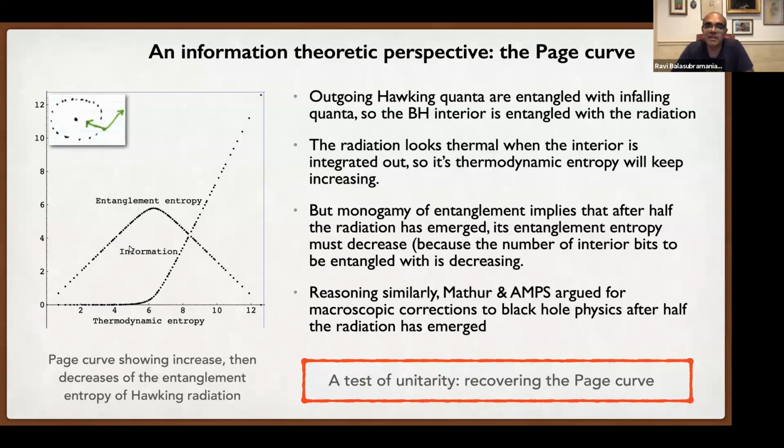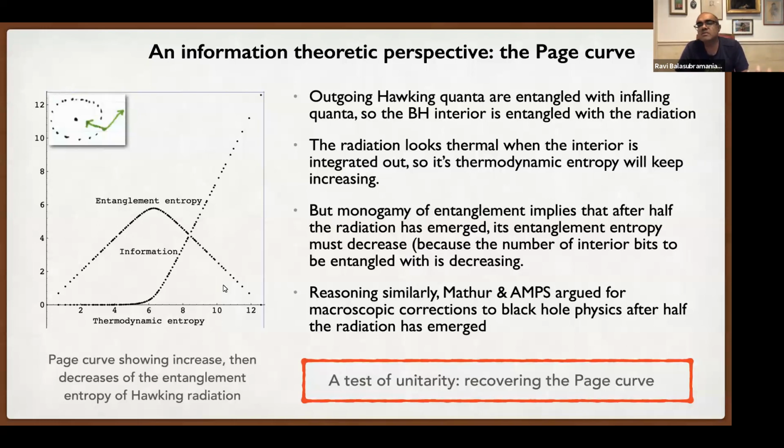If you take for granted the original effective field theory calculation of Hawking, the entanglement entropy associated with the outgoing quanta, the radiation, will keep increasing monotonically with time because it's entangled with the stuff that went in, which you're not looking at. It's the usual story. However, on very general grounds in information theory, this entanglement entropy cannot increase monotonically over time. That's because of the property of monogamy of entanglement. So this implies that after about half the radiation has emerged, its entanglement entropy must decrease again, simply because the number of interior bits inside the black hole that you can be entangled with is decreasing. There's just not enough stuff to be entangled with to sustain a continuously increasing entropy, and therefore, eventually, the entanglement entropy of the radiation must go to 0, okay?